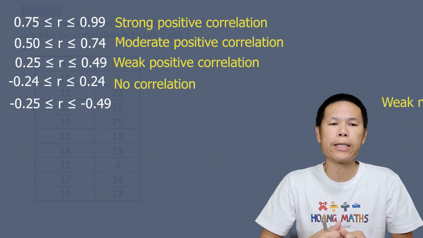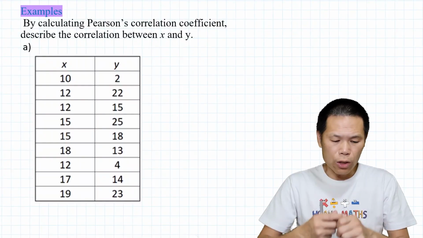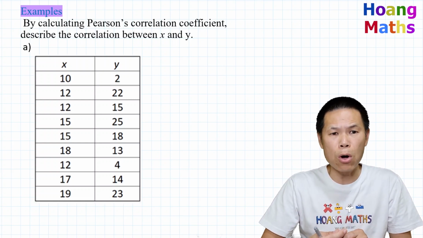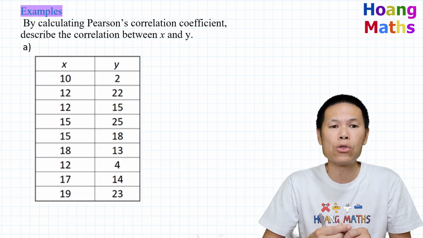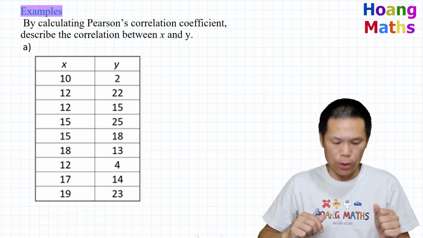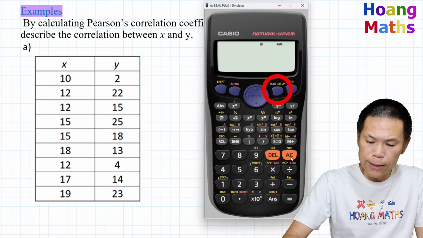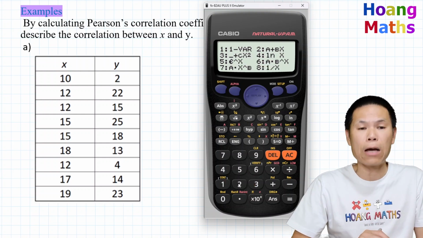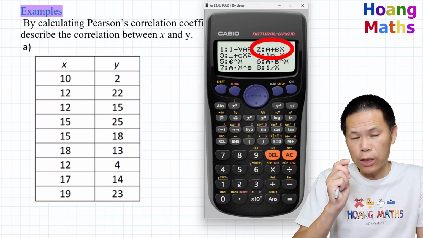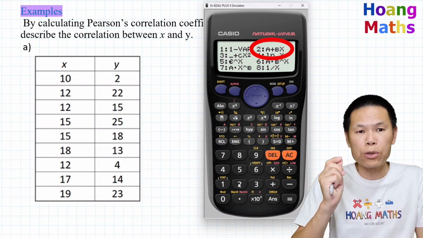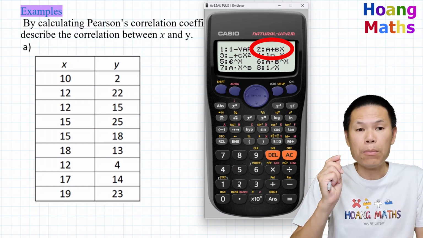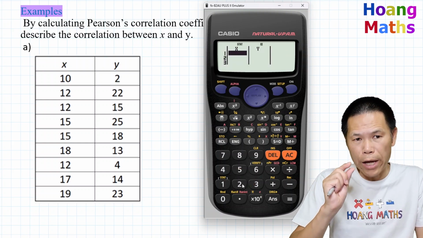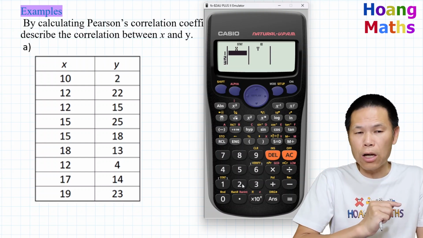So let's get into a couple of examples to calculate the correlations of this table here. First of all, we need to go to statistics mode and choose option 2, that is 2 variable. So let's get into it. We press setup and then go to statistics mode, that is option 2 on this calculator. Because we are using 2 variables, we choose option 2, which is A plus BX. So there you go, we have X and Y columns. Let me put the X column first.